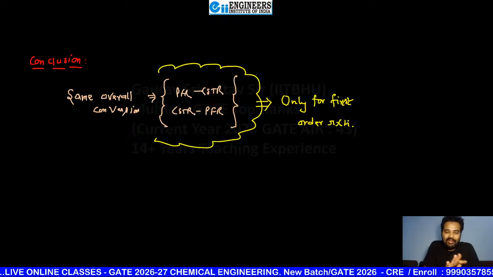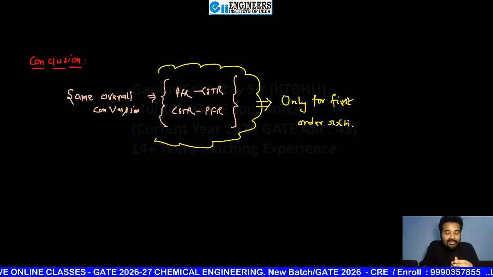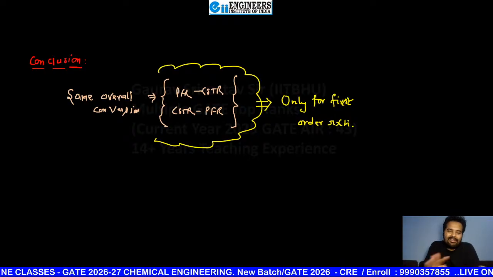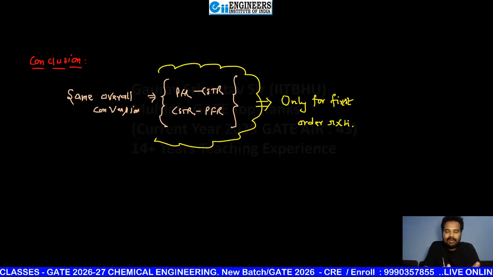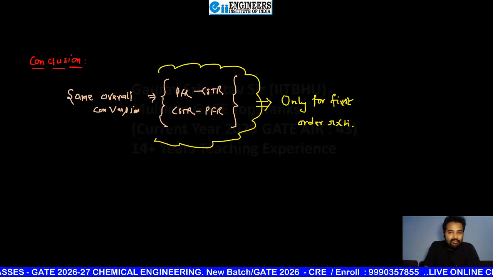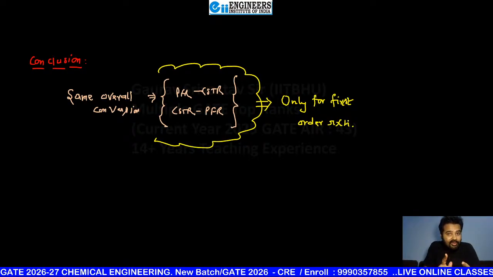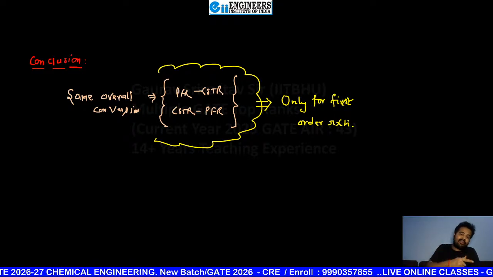There is no difference, but only for first order. CSTR followed by PFR or PFR followed by CSTR, it doesn't matter. If you are using the same size CSTR and PFR, again in reverse manner, no need to worry, the overall conversion will remain the same, like 95%, 95%.